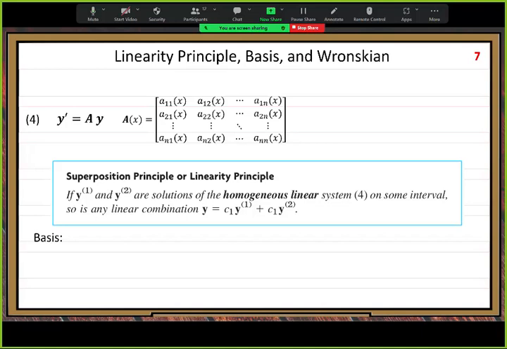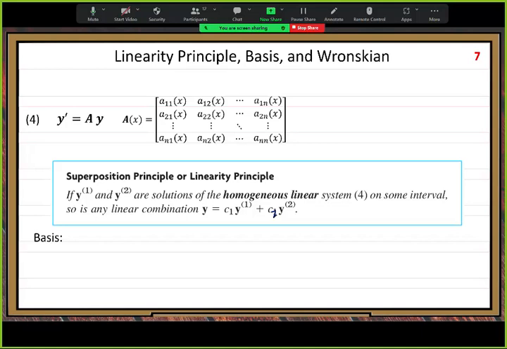That is a linear combination, C1 y sup 1 plus, sorry, C2. This number should be C2. This is a textbook typo, because I did a screenshot. So C2 y sup 2 is also a solution. That's the linearity principle.